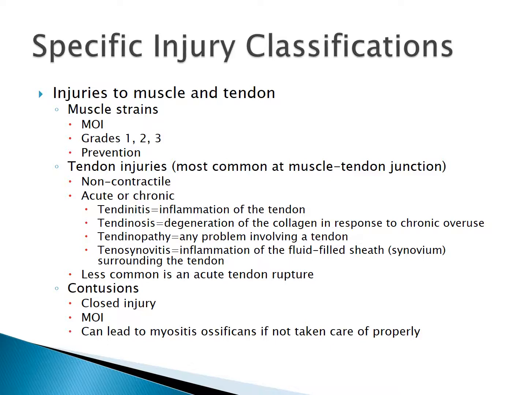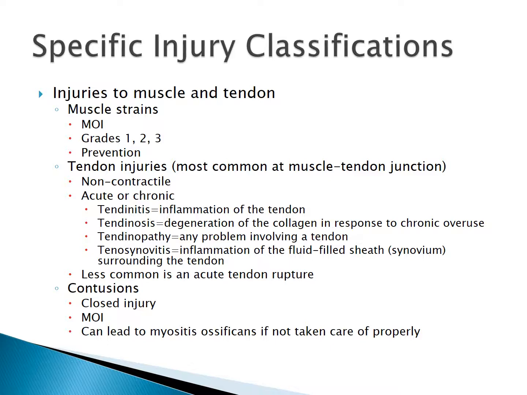Tendinopathy is typically used to describe any problem involving a tendon. While most experts define tendinopathy as an umbrella term to describe all tendon conditions, others may use it to describe a chronic tendon condition that fails to heal. Tenosynovitis is the inflammation of the fluid-filled sheath called synovium that surrounds the tendon. The final tendon injury is a tendon rupture. Acute tendon ruptures are less common than overuse injuries, but they can occur in physically active populations.